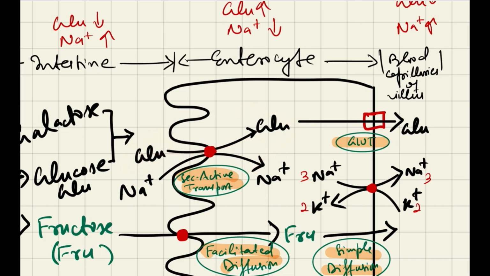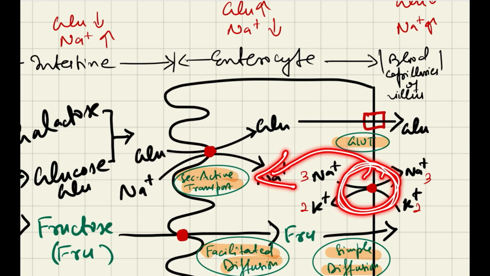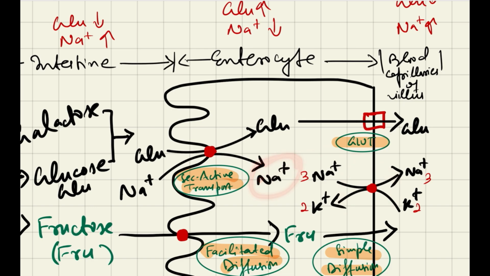Secondary means energy is not directly being used, but it is being used somewhere else, and that effect is being shown here. That effect is the lower concentration gradient of sodium inside the cell, and that is being used for pushing this here, and by this the glucose is also getting into the cell from lower to higher concentration. That's why it is known as secondary active transport.